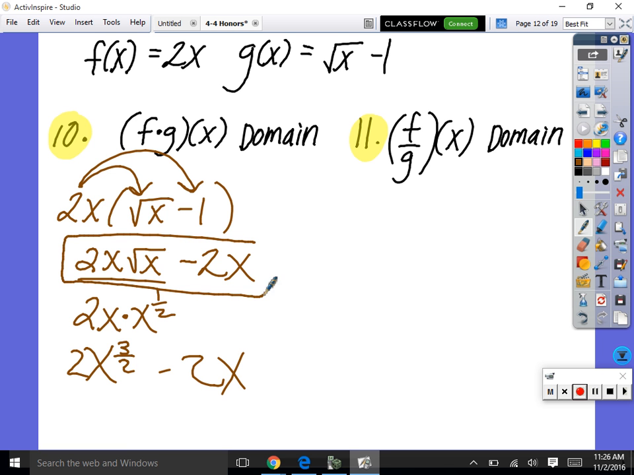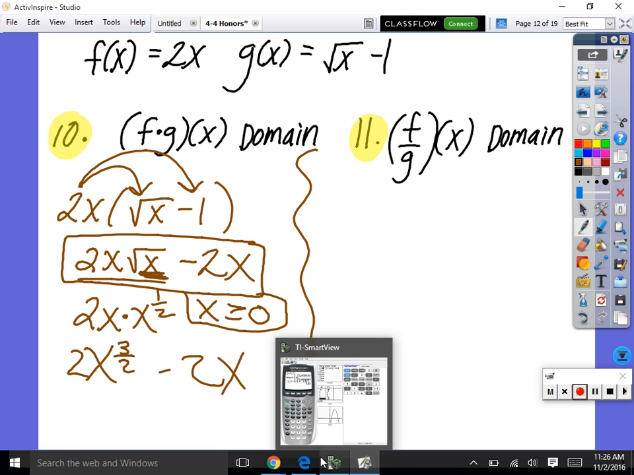Okay, so this answer is fine. For right now, that's fine, because one's not considered technically a whole lot more simplified than the other. So x has got to be what? Greater than or equal to 0 because of that piece right there. That's the only potential problem. All real numbers that are greater than or equal to 0. 0 to infinity, right?